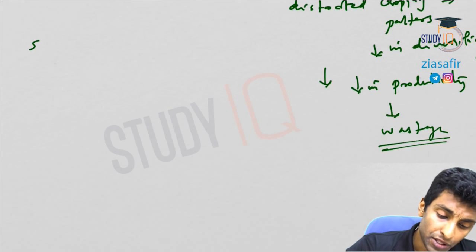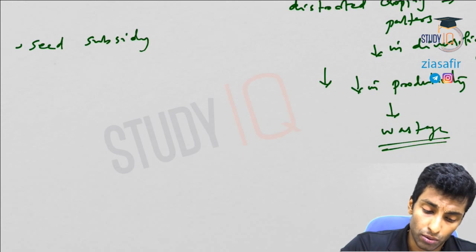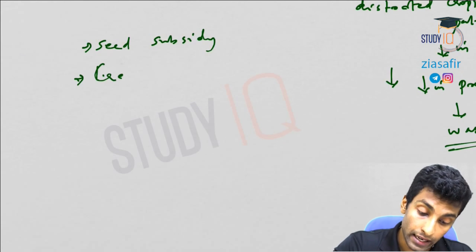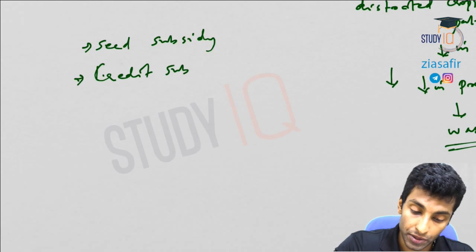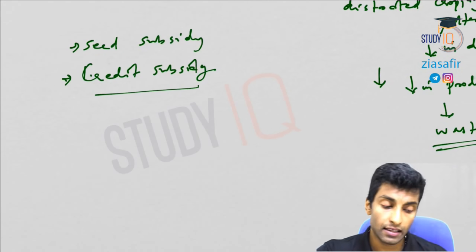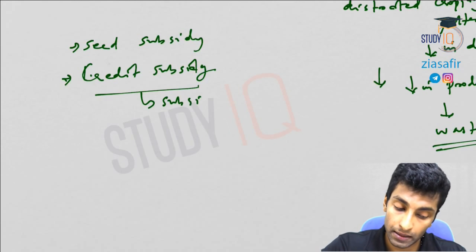The next is seed subsidy. Seed subsidy, so that is direct. I'm not discussing too much about this. Then credit subsidy. Credit subsidy, or the interest subsidy, interest subvention, which we have discussed. See, these are nothing but subsidized loans to farmers.